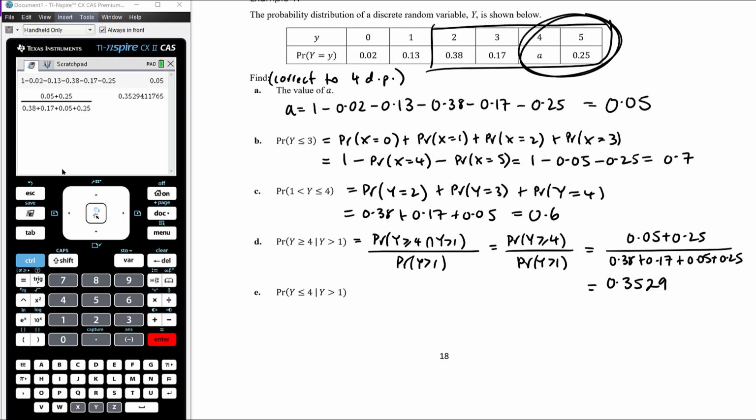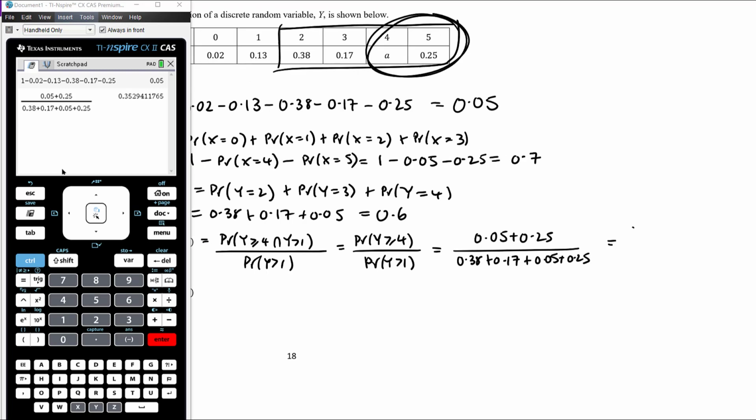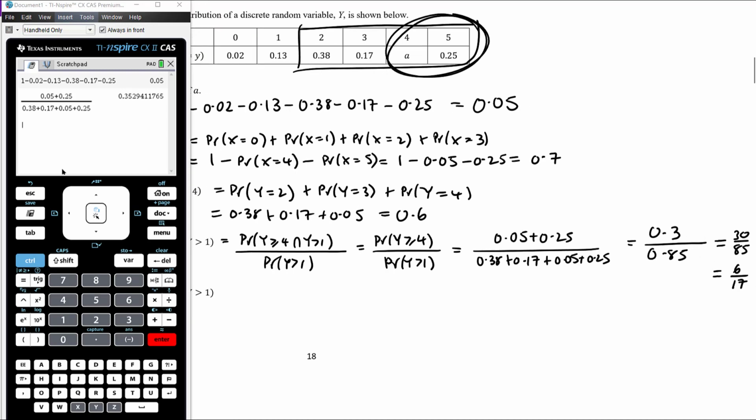Actually, it probably didn't need to specify that. Sorry, I jumped the gun there. This is 0.3, and then we've already added up those 3 in the previous one. That was 0.6 plus another 0.25, so that's going to be 0.85. So it's 30 on 85. 5's a common factor there. That's 6 on, how many 5's in 85? There's 50 and 35, 17. So 6 on 17. Sorry, it didn't specify an accuracy, so we won't round if it didn't tell us to, because we can still work it out exactly.